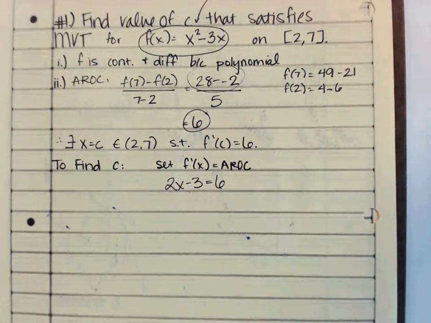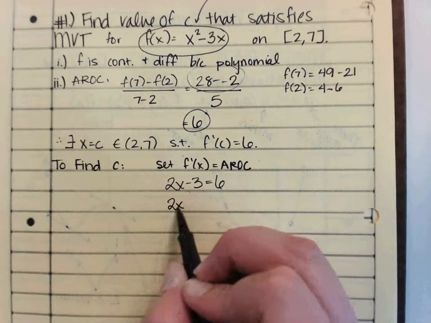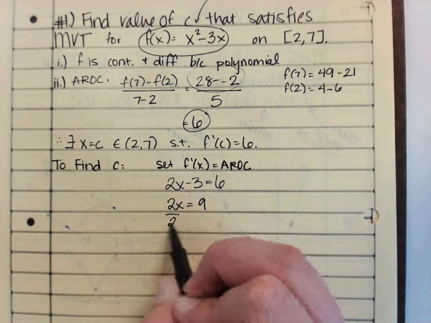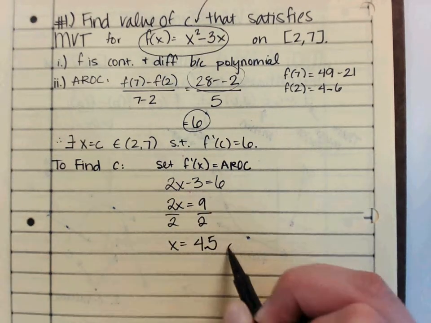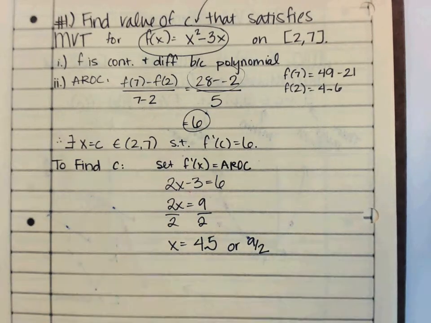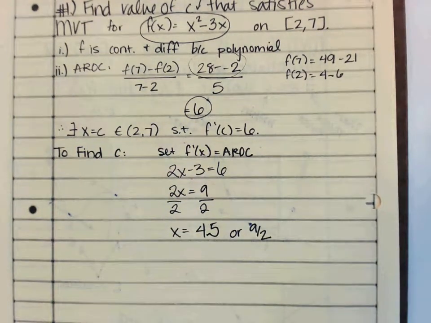Add the 3 across, what do we get? 2x equals 9. Divided by 2, 4.5, or if you want to leave it as 9 over 2, that's fine. Now, question, where does your c still have to be? Between 2 and 7. So if I got 4.5, is that a reasonable answer? Yes. Make sense? Okay.